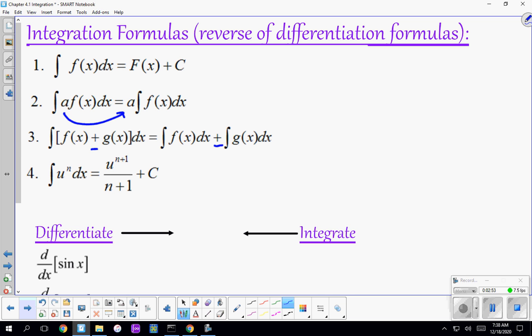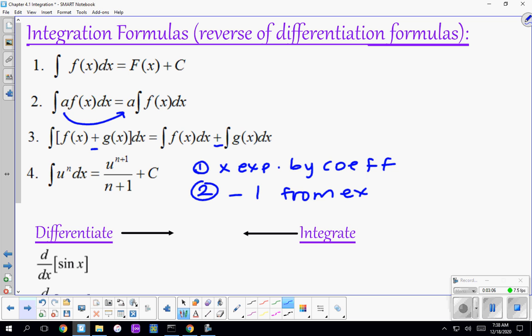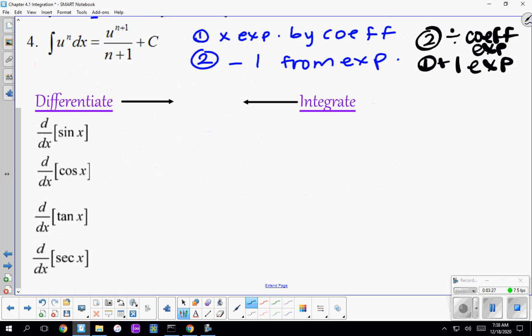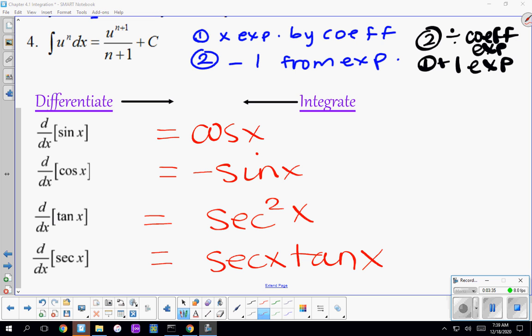When we're taking the derivative, number one, we multiply the exponent by the coefficient. And then we subtract 1 from the exponent. In integration, we're going to do that backwards. So in integration, we're actually going to add 1 to the exponent, and then we're going to divide that coefficient by the new exponent. So we're just doing everything kind of backwards and opposite. These formulas here, because they have special differentiation formulas, they do have special integration formulas. So you may want to pause and write these down.